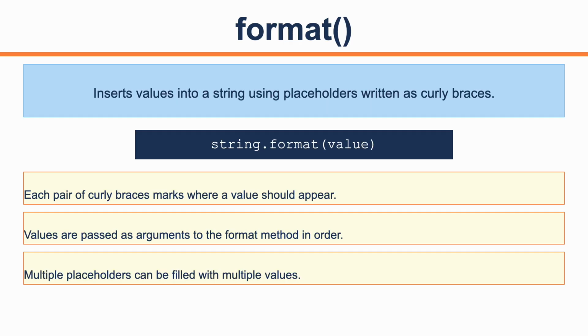The format method inserts values into a string using placeholders written as curly braces. Each pair of curly braces marks where a value should appear. Values are passed as arguments to the format method in order.